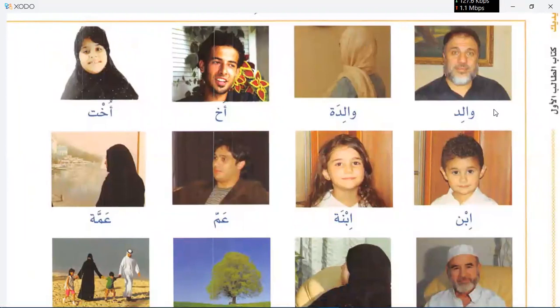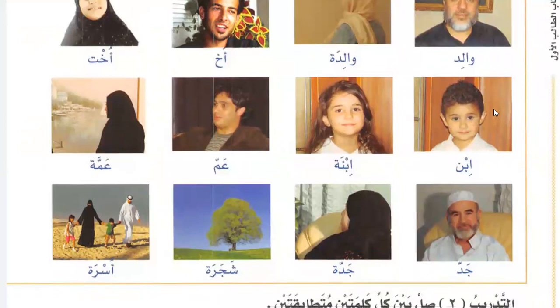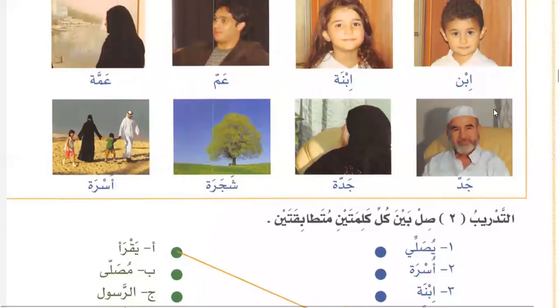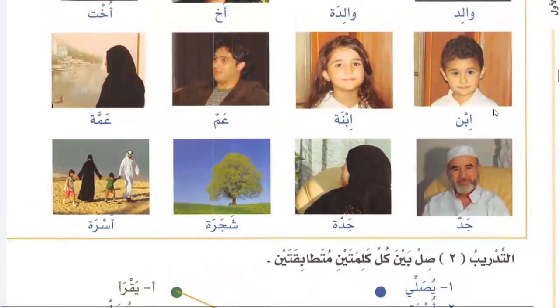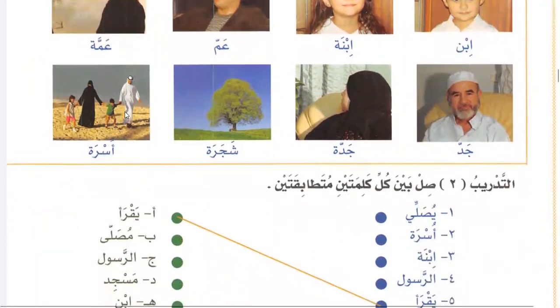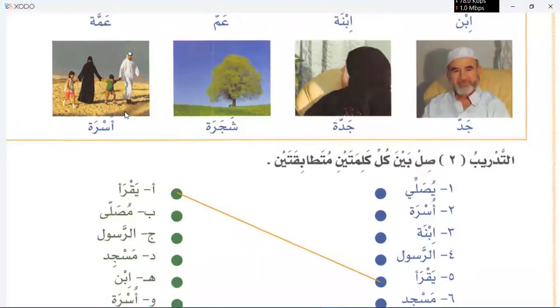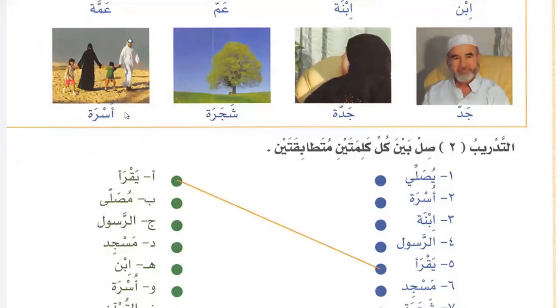Walidu, father. Walidatu, mother. Akhu, brother. Ukhtu, sister. Ibnu, son. Ibnatu, daughter. Ammu, uncle. Ammatu, auntie. When we stop at a word, we usually don't read the last vowel, so just say Amma. Amma, auntie. Jaddu, grandfather. Jaddatu, grandmother. Sajara, tree, and usrah is family.